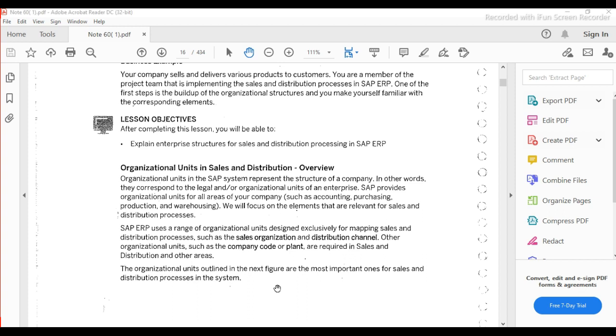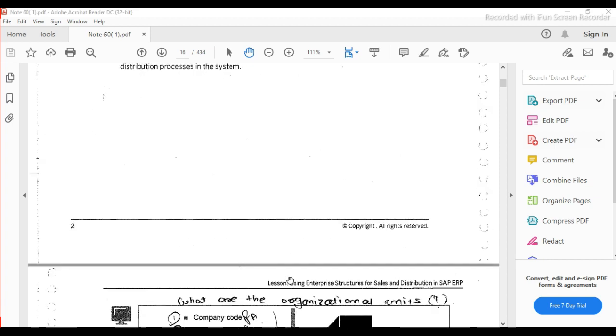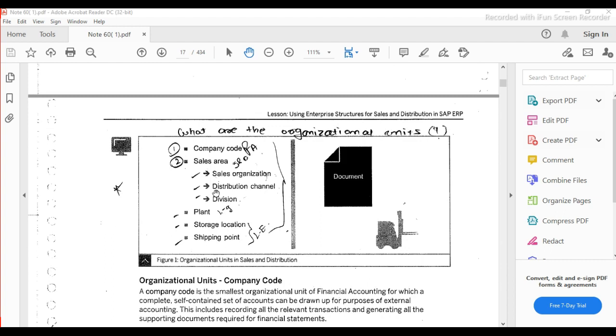Okay. So if you talk about the organization units, on the SD side we have the company code, the sales organization, the distribution channel, the division, the plant, the shipping point, and then the storage location. This is the organization unit in sales and distribution.